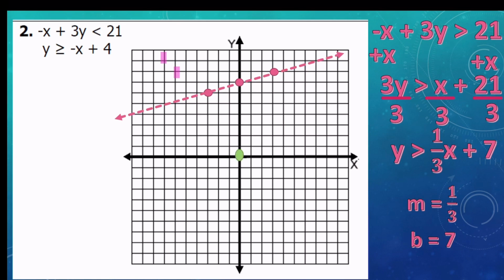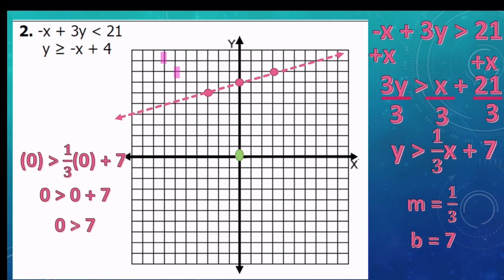I'm going to pick a point. Guys, if you can pick 0, 0, meaning the line doesn't go through it, pick 0, 0. It's going to make your life easier. So when I plug that in, I end up with 0 being greater than 7. Is that true? No, it's not. So then I do not want to include that point, meaning that point did not work. So I shade on the other side.